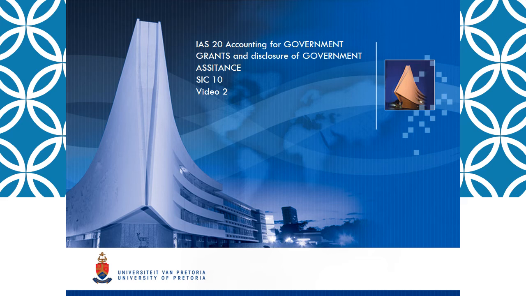This is video 2 of IAS 20, Accounting for Government Grants and Disclosure of Government Assistance, as well as SIG 10. In this video, we will be looking at the definitions, as well as we will be starting with the recognition criteria of government grants.